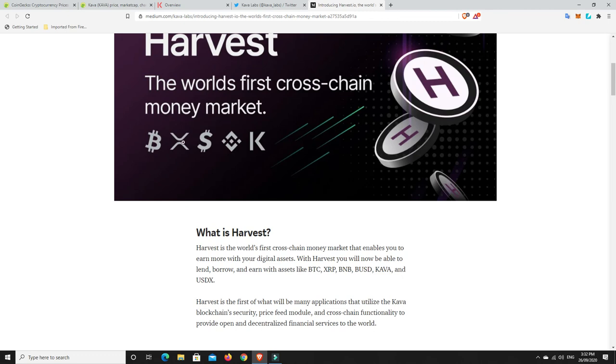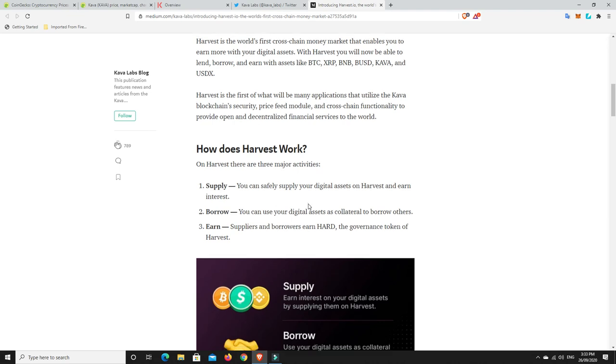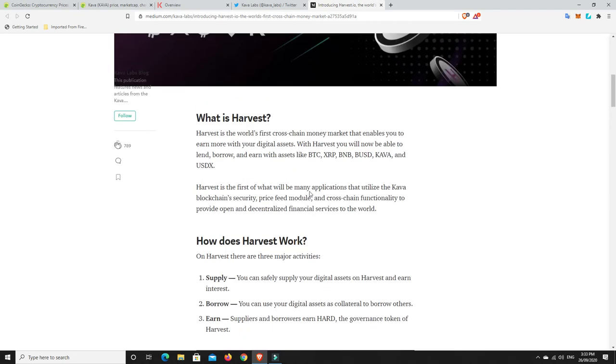I have Bitcoin, I have XRP, I had some USDX, I don't have any more at the moment. I've got the Binance coin, I definitely have Kava tokens, and I have some Chainlink. So I'll be putting all of that to work, not all of my total holdings, but I'll be putting all of those coins, or at least a portion of my supply of those coins, into Harvest. I'm fairly bullish on this at the moment.